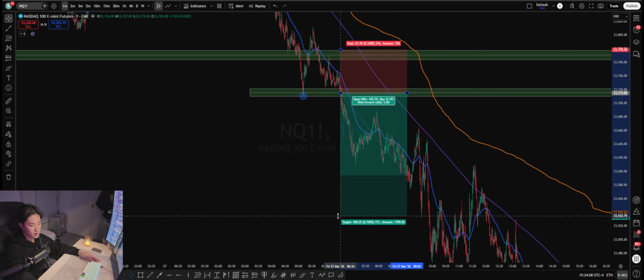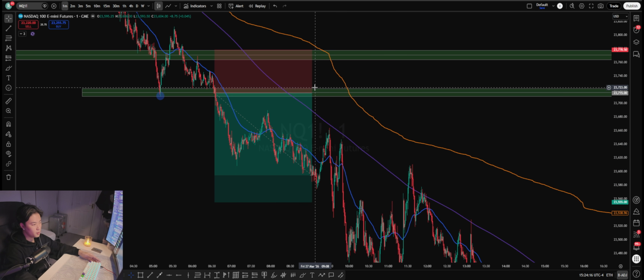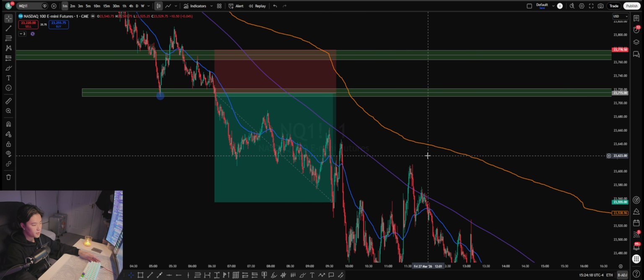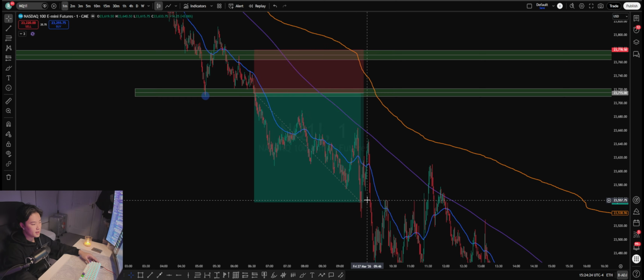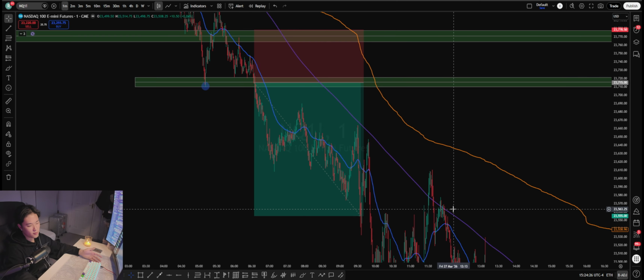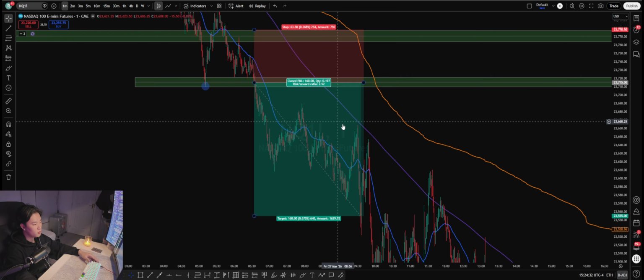We targeted 23,555. That was exactly 9.6k for me. Could have held it a bit more for the 10k, but price was extremely volatile at the time, so I decided to take my profit at this level here. Also, 23,555 was just a key number for me, so I just took the exit there.